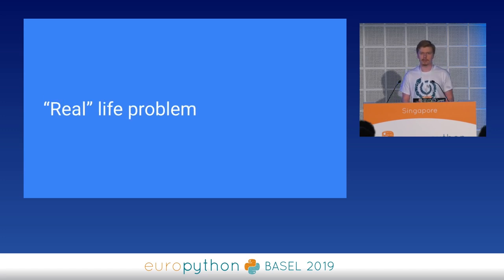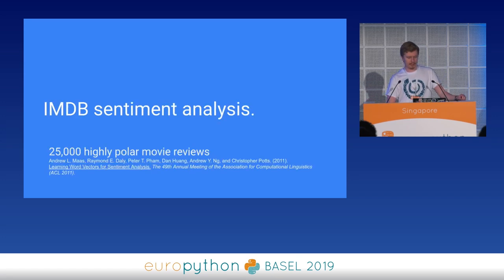I will focus on and show examples from this quote-unquote real-life problem, the IMDb sentiment analysis. Why do I put real in quotes? Because in real life, we do not have such beautiful datasets. These are 25,000 highly polar movie reviews. First, our real-life data will usually not be so polar and not so pure. We will usually have a lot of noise there, so we'll have to live with that. But as an exercise, I think it's really good.